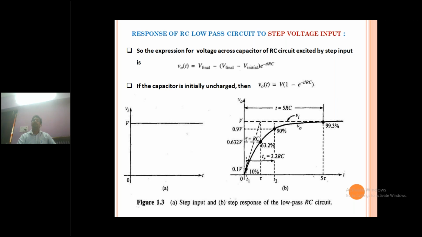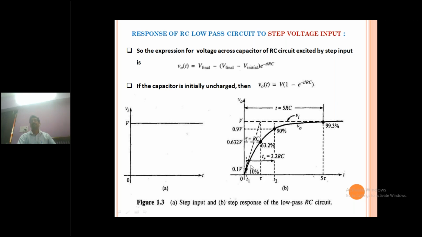This is the step input applied to the low pass RC circuit. The output waveform is an exponential waveform, with the mathematical equation, and this is a very important equation. So the exponential waveform means capital V, the input step voltage magnitude, into brackets 1 minus e power minus t by RC. And our circuit time constant is RC. Now, observe the output waveform here. A lot of values will be specified here: times t1 and t2, tau, and rise time tr equal to 2.2.